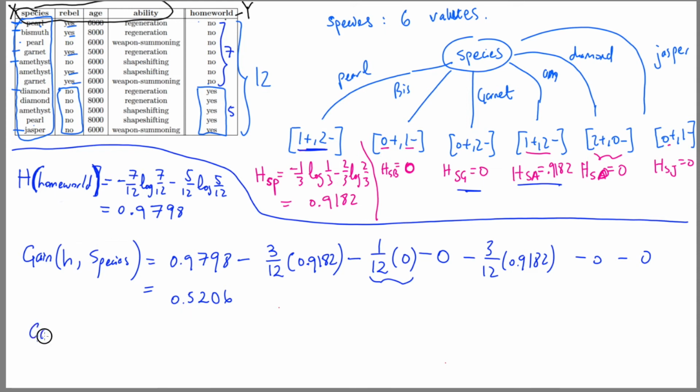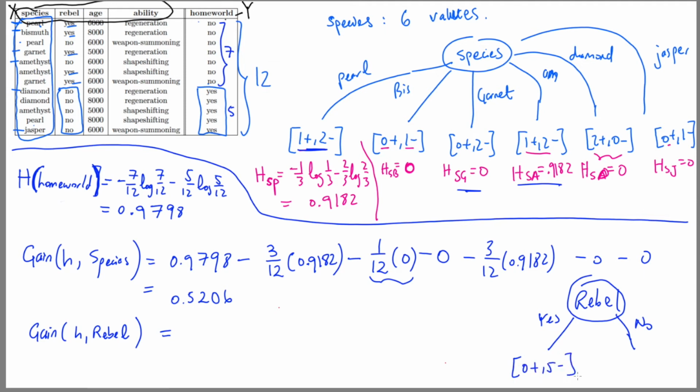What about the gain from the attribute that looks better? Rebel looks better. Well, I mean, you should be able to do this, but I just want to make sure it's 100% clear. Rebel takes 2 values, yes and no. And here it's 0 positive, 5 negative, and sorry, I think I switched them around. So when rebel is no, then we get 5 positive and 0 negative, right? Because when rebel is equal to no, we just get yeses.